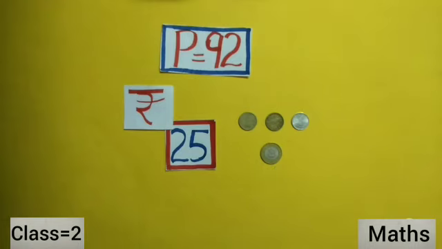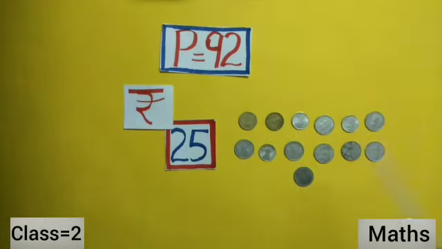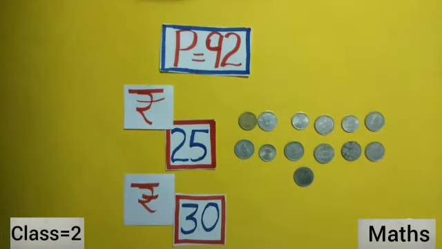We can do it in another way also. Here we can draw 12 coins of rupee 2 and 1 coin of rupee 1 equal to 25. Now next is rupee 30. You can do it yourself.